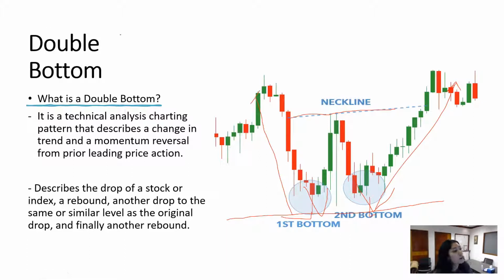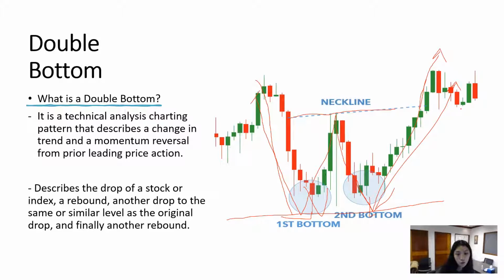So as you can see on this valid double bottom, once the price drops all the way down to this support level, it tends to bounce off, touches this resistance level, and drops again to this support level and bounces off again to the resistance level. And once it breaks through this neckline, which is the resistance level, it's going to be bullish. It's going to be on a bullish run. It's going to shoot up.